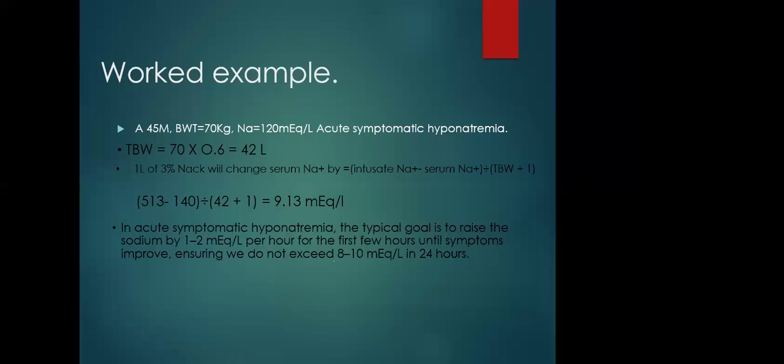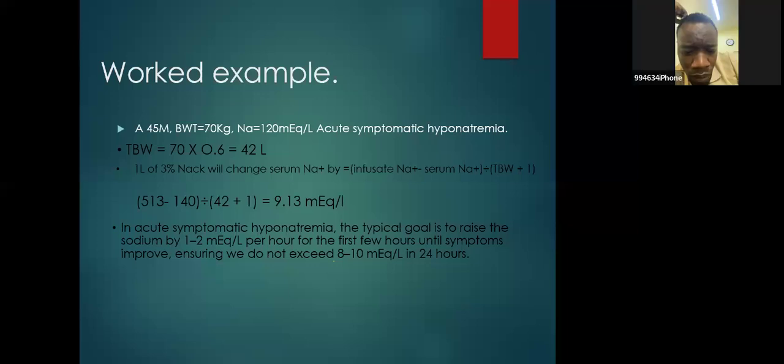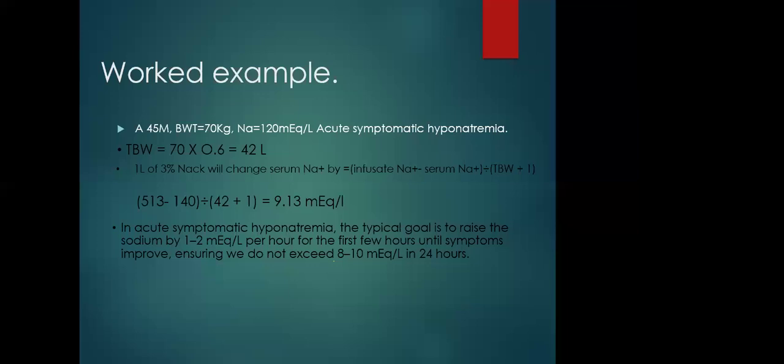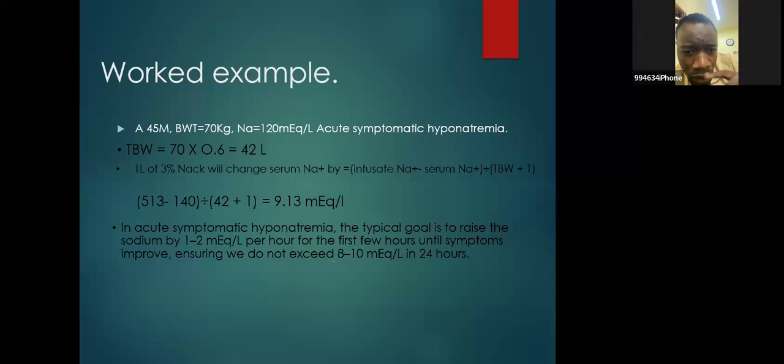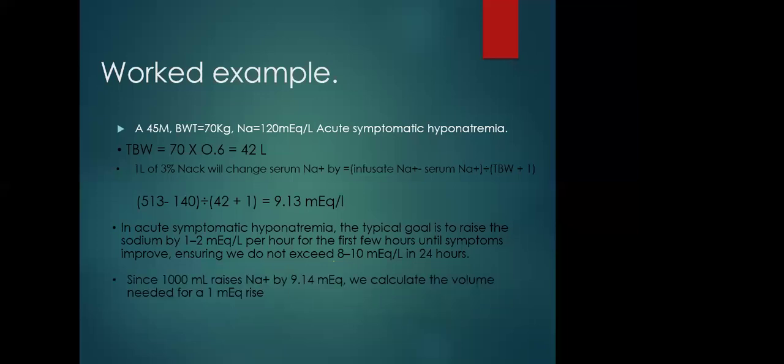milliequivalent per liter. And then you ask yourself, in acute symptomatic hyponatremia, the typical goal is to raise the sodium by 1 to 2 milliequivalent per liter per hour for the first few hours until symptoms improve. And then we ensure that we do not exceed 8 to 10 milliequivalent per liter in 24 hours. So since 1,000 mL given to this patient will raise the sodium by 9.14, we can calculate the volume needed to raise it by 1 milliequivalent per liter. So you'll end up with 109 mL per hour until symptoms resolve.